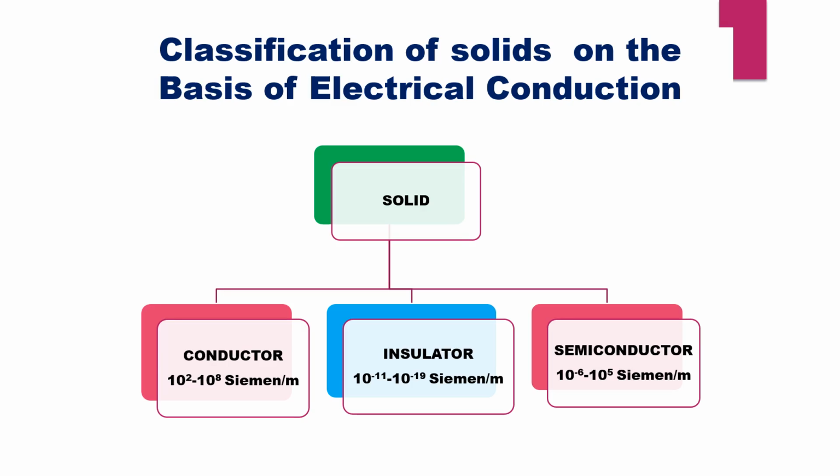As you know very well, on the basis of electrical conduction, solids can be classified mainly into three categories: conductor, insulator and semiconductor. Conductors have electrical conductivity ranging from 10 to the power 2 to 10 to the power 8 Siemens per meter.